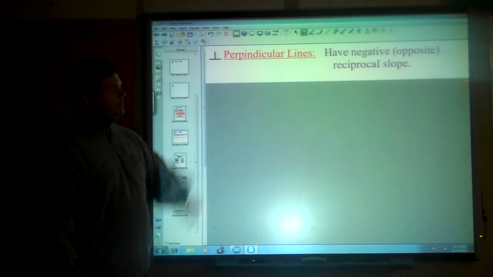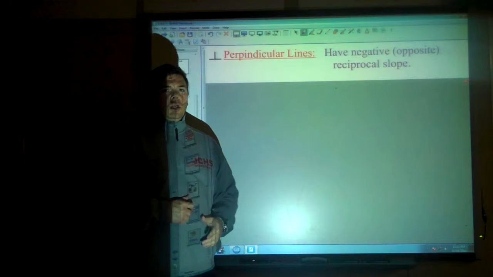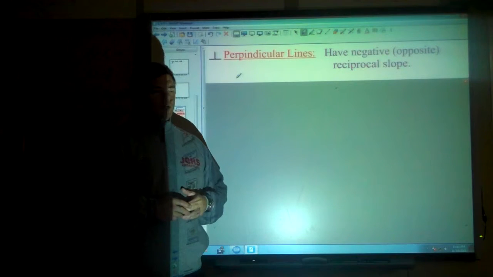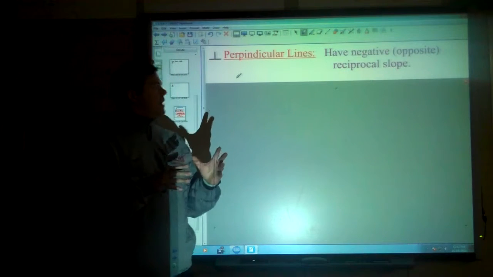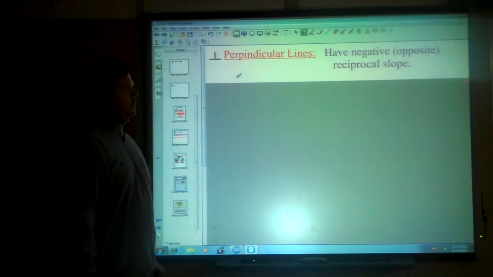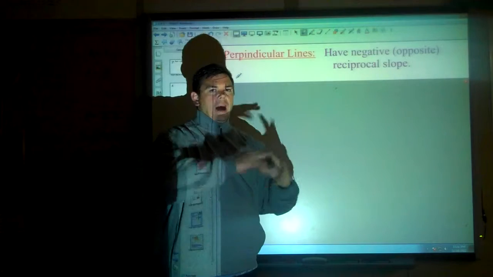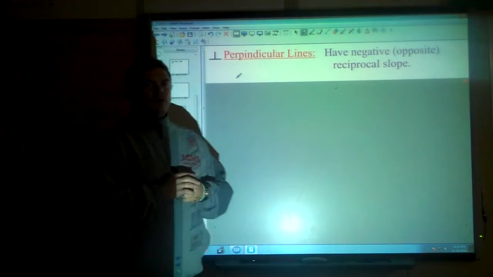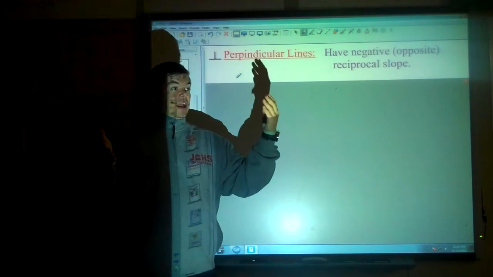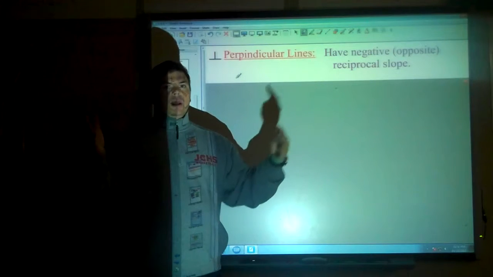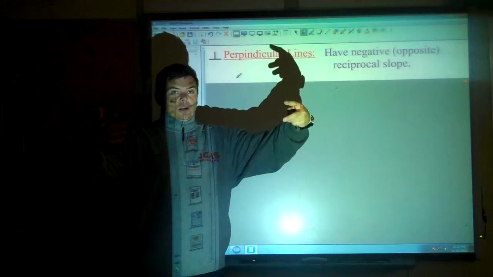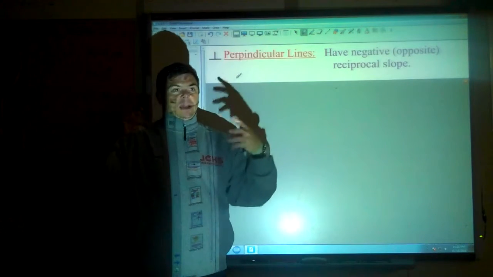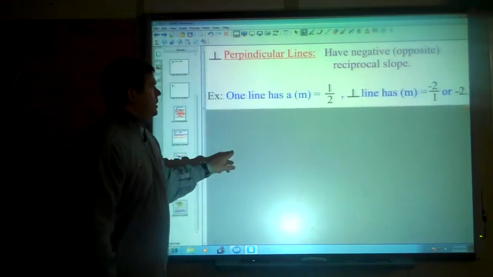Perpendicular lines. Now we've talked about parallel lines. Parallel lines have exactly the same slope. So whatever the slope of one line is, the other one that's parallel to it will be exactly the same value. Perpendicular is a little bit different. They have negative or opposite reciprocal slopes. So if one of the slopes is positive, the other one's going to have to be negative. That's one part. But if one of them is 1/2, the other one's going to be the reciprocal of that, -2/1. So you have to flip it and change the sign.